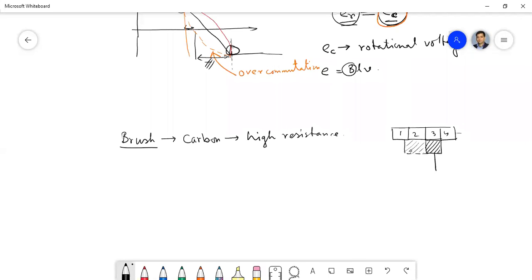Okay, now why use the carbon as a brush material? Do you know this?